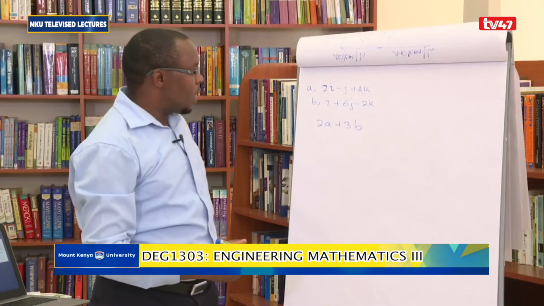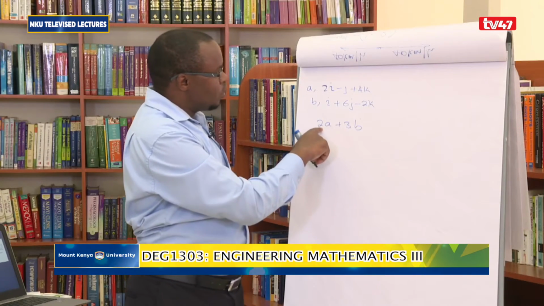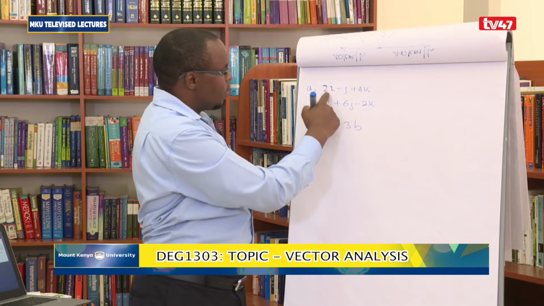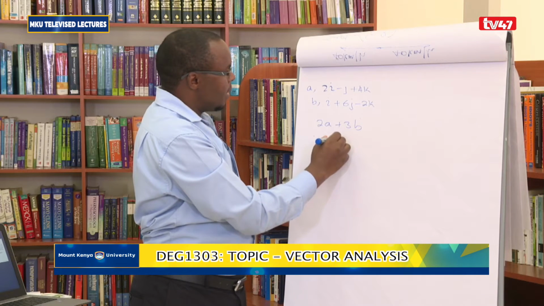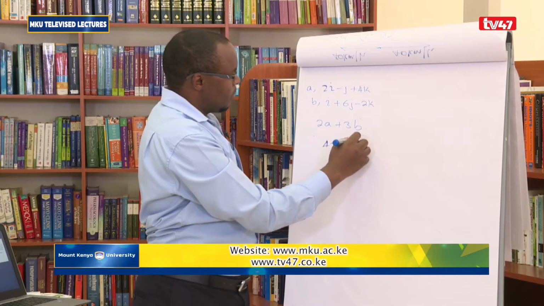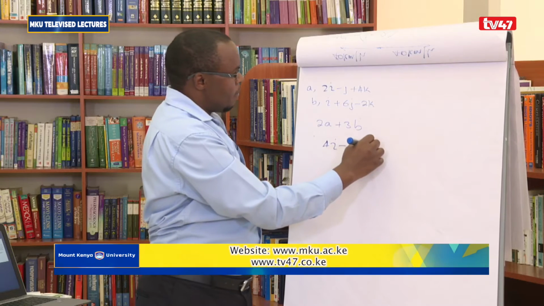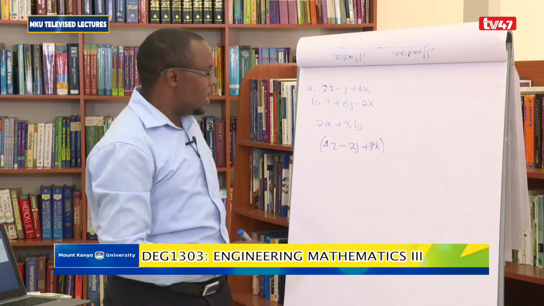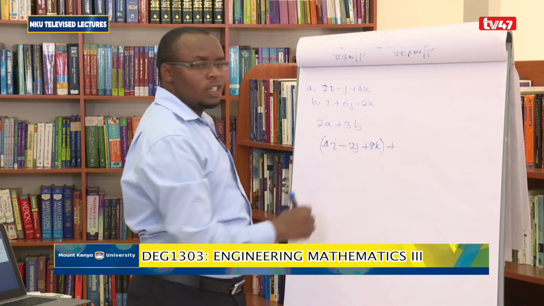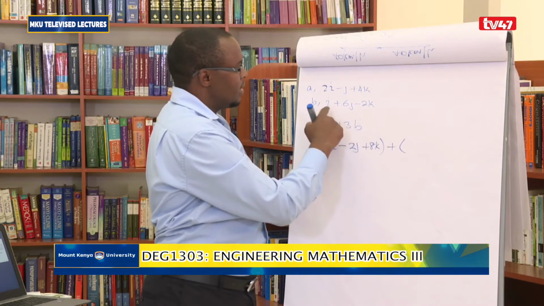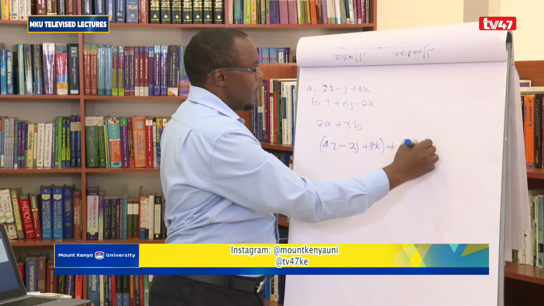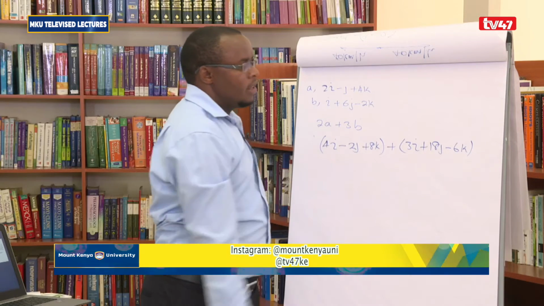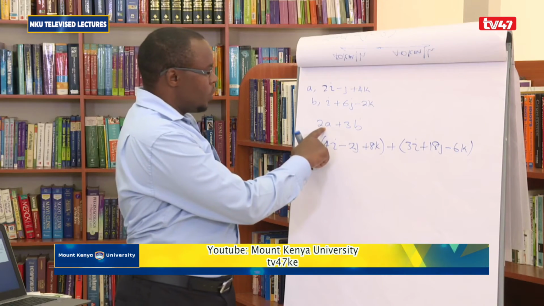So in this one, you multiply 2 by the vector which is given, and therefore when you multiply here, you are going to have 4i minus 2j plus 8k. This is going to be the value of 2a, and then you have got 3b, which is going to give us 3i plus 18j minus 6k. So that is 2a plus 3b.